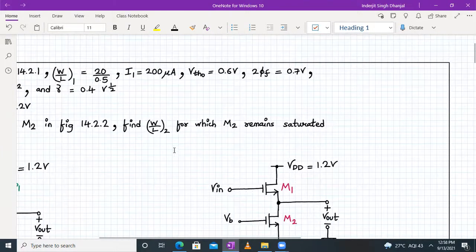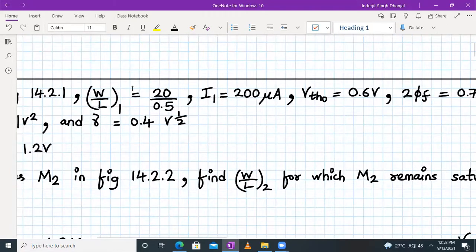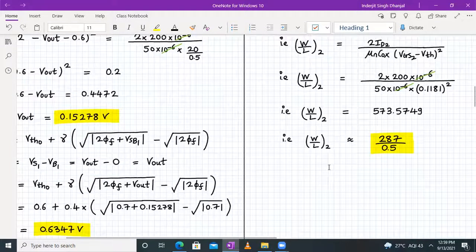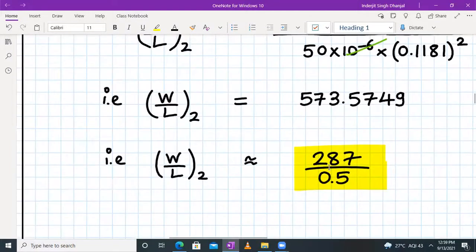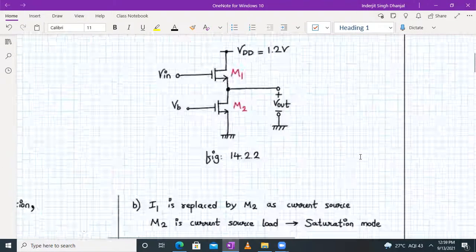Now, why are we writing it as divided by 0.5? See, W by L of 1 is also in the same form, 20 divided by 0.5, and normally we keep the length the same, so the ratio will be the same. Hence we are converting this also as W by L of 2 as 287 divided by 0.5. Okay, so let me quickly revise this numerical and then we will proceed.